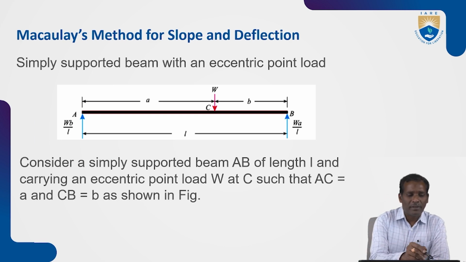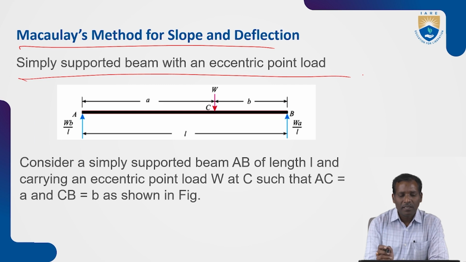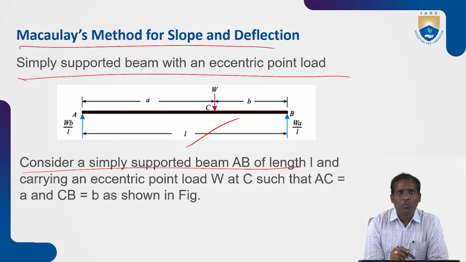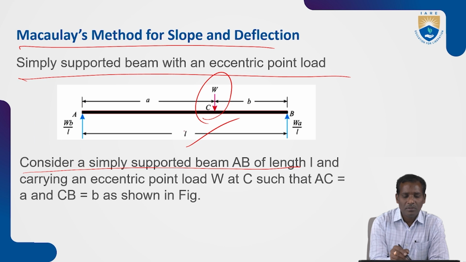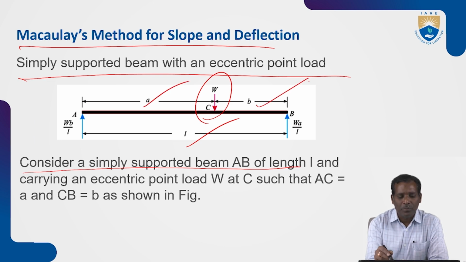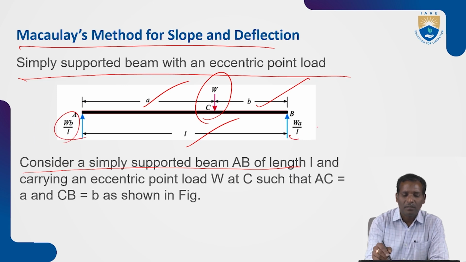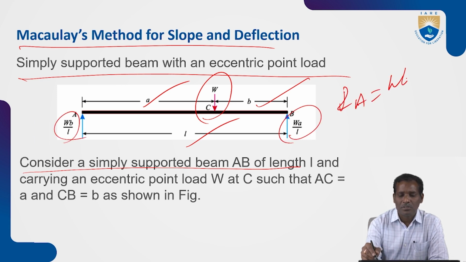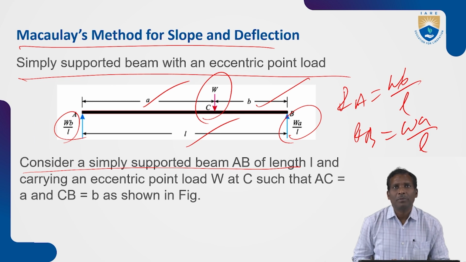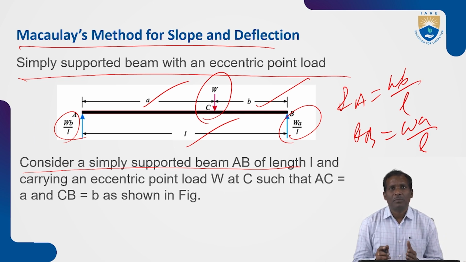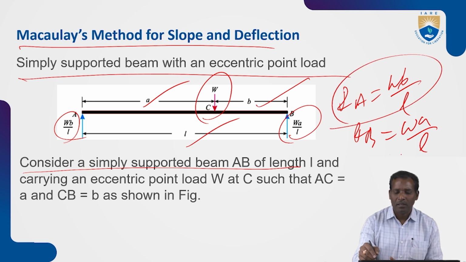Macaulay's method for slope and deflection: a simply supported beam with an eccentric point load. Consider a simply supported beam AB of length L carrying an eccentric point load W at point C, so that AC is equal to a and BC is equal to b, as shown in the figure. These are the reaction forces RA and RB. RA is equal to Wb by L and RB is equal to Wa by L. Taking moments about A, RB is Wa by L.